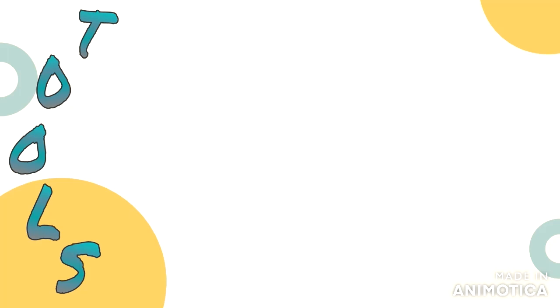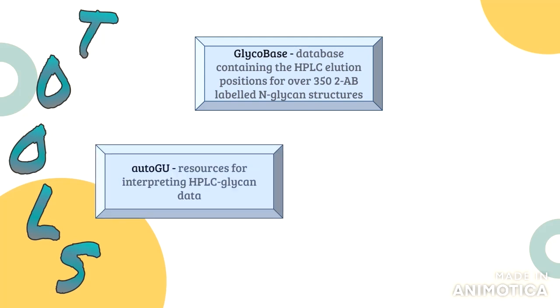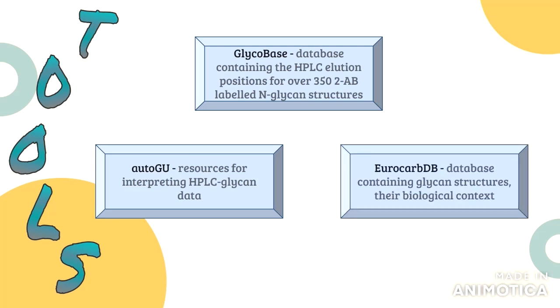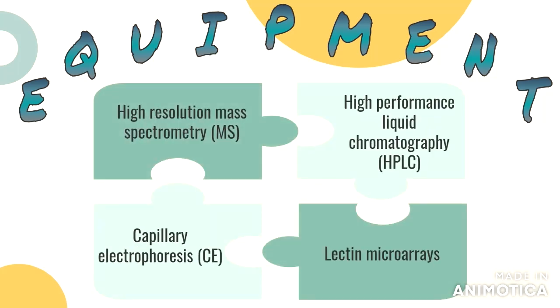For the tools involved in this, there is Glycobase, a database containing the HPLC elution position for over 352 2-AB labeled glycan structures. Next is AutoGU, a resource for interpreting HPLC glycan data, and the last one is EuroCarbDB, a database containing glycan structures and their biological context. As for the equipment involved in this, there are high-resolution mass spectrometry, high-performance liquid chromatography, lectin microarrays, and capillary electrophoresis.